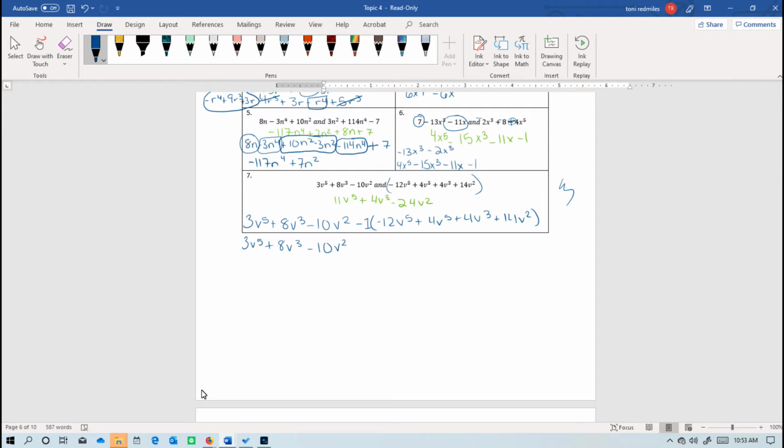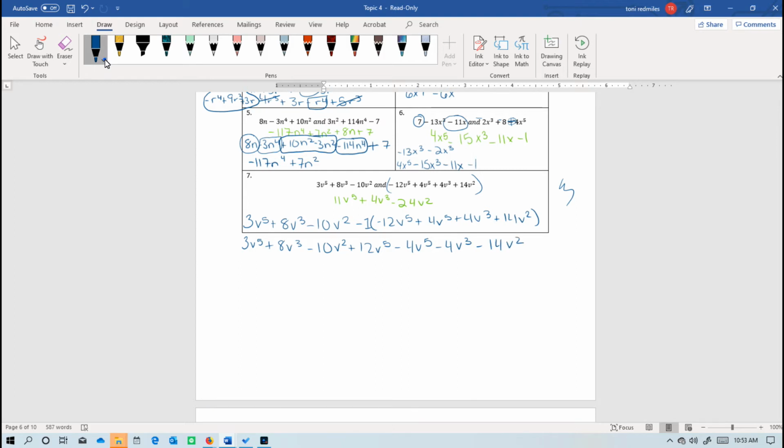So negative 1 times 12v to the fifth is going to be a positive. Two negatives make a positive. Negative 1 times my positive 4v to the fifth is going to become negative because they're different signs. Negative 1 times the positive 4v to the third is going to give me a negative 4v to the third. Negative 1 times the 14v to the second is going to give me a negative 14v to the second.